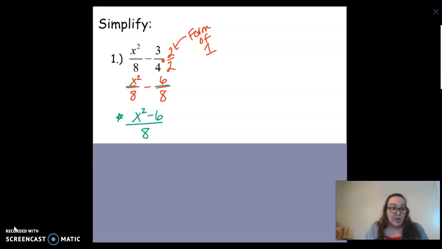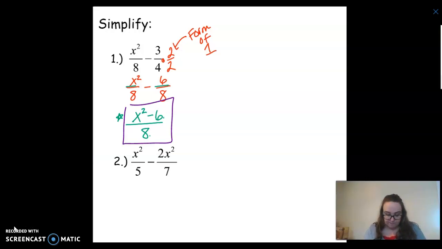I'm also going to stop right here and say, can I simplify anything? Well, 6 over 8, I can't reduce that because this numerator says x squared minus 6. It's subtraction, not multiplication. I'm also going to ask, can I factor x squared minus 6? There is a difference: x squared is a perfect square, but 6 is not a perfect square. So that means that it cannot be factored. This is my simplest form.